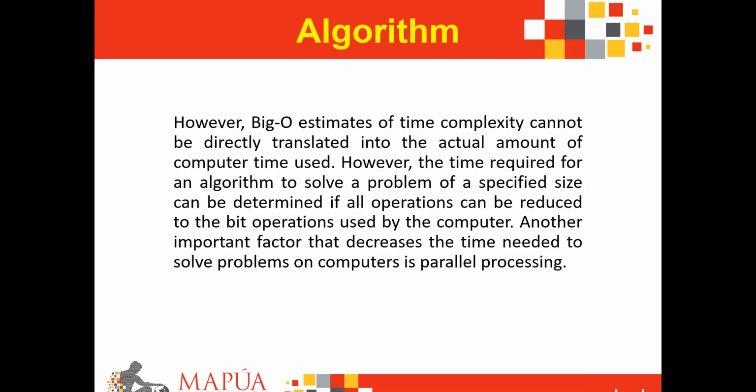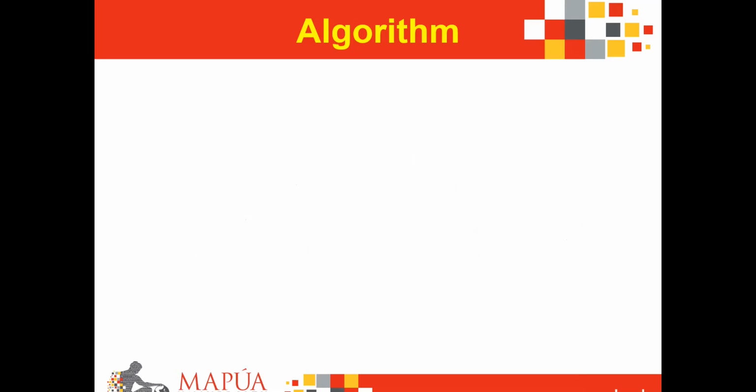However, big O estimates of time complexity cannot be directly translated into the actual amount of computer time used. However, the time required for an algorithm to solve a problem of a specified size can be determined if all operations are reduced to bit operations used by your computer, as you will learn later in your microprocessor. Another important factor that decreases the time needed to solve problems on computers is parallel processing.